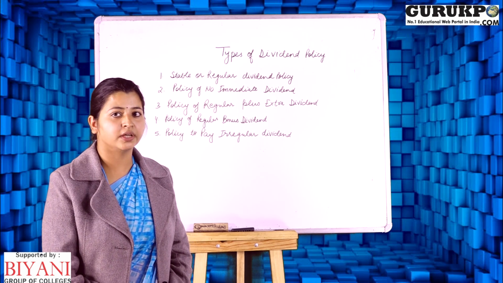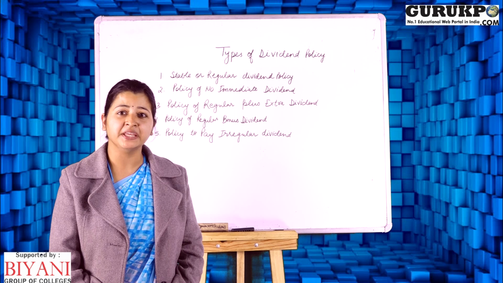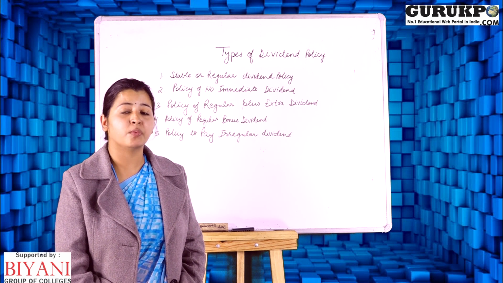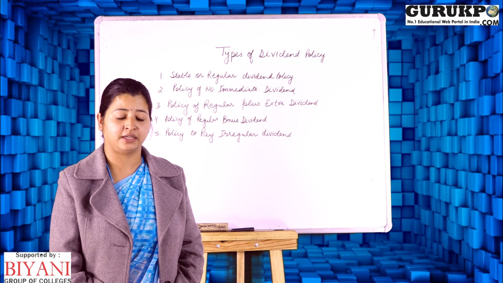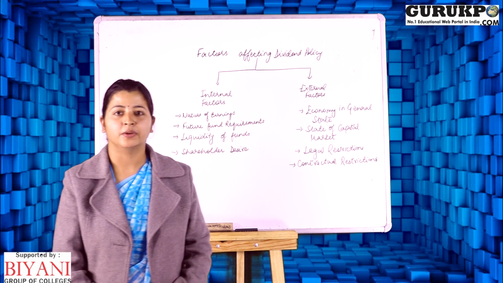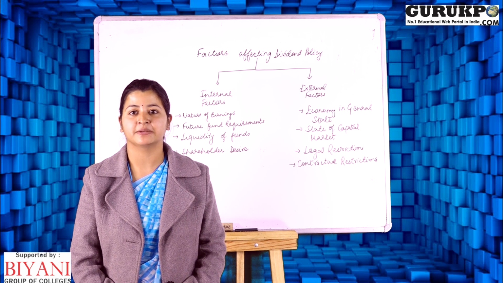Now, the last one is the policy to pay irregular dividend. Companies which are not running successfully pay dividend when they are earning, and in some years if they have not earned, they do not pay dividend to the shareholders. Now, let us discuss some of the various factors which affect dividend policy.